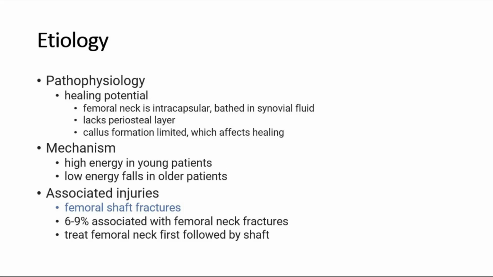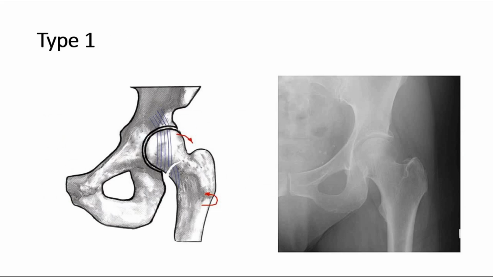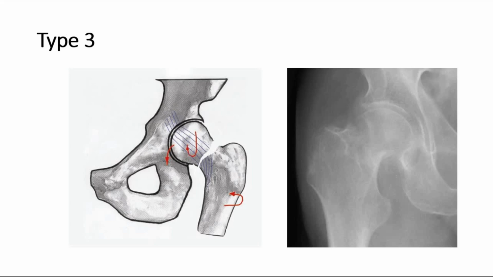Associated injuries are femoral shaft fractures, where 6 to 9% are associated with femoral neck fractures. The most common classification is the Garden classification. Type 1 is incomplete fracture, with valgus impacted. Type 2 is non-displaced. Type 3 is partially displaced. Type 4 is completely displaced, a complete fracture.